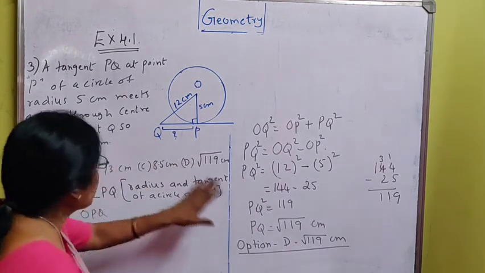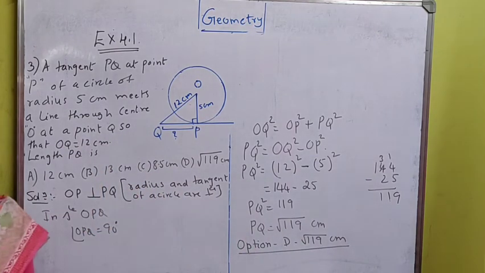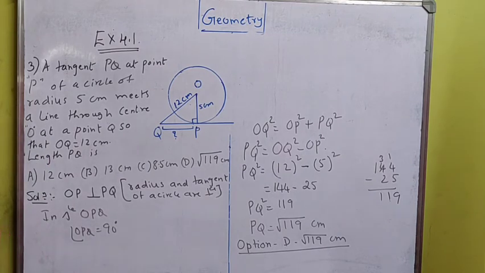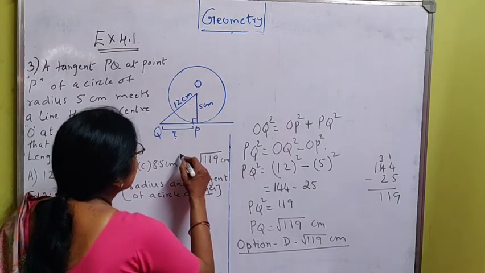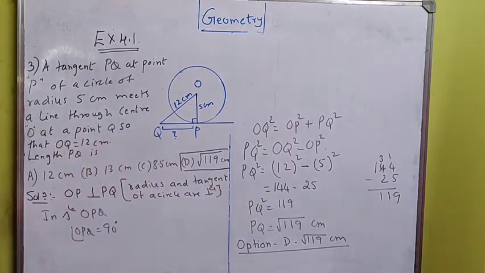So which is the option? D option is the correct answer. You will get the answer as root 119 centimeter. So here you have to see this is the answer in option D, root 119 centimeter.